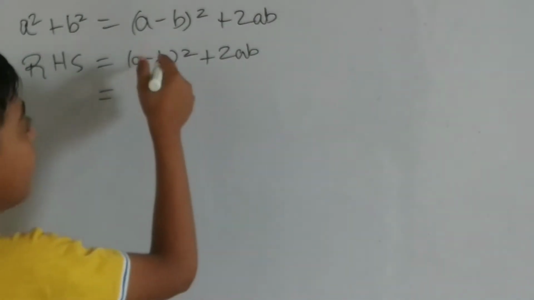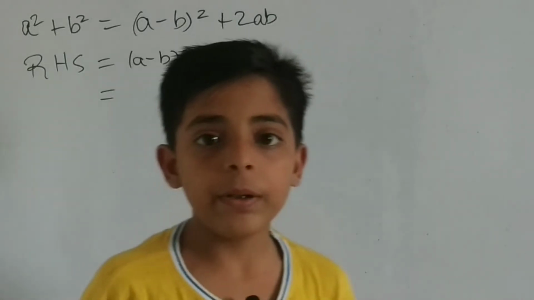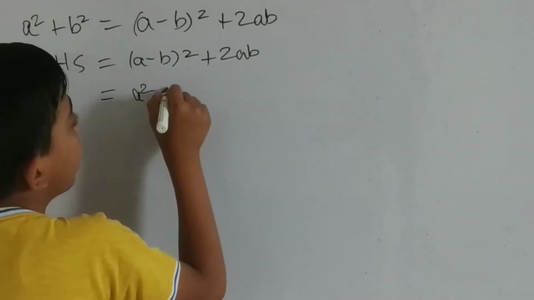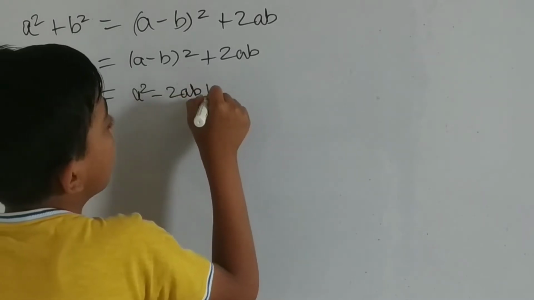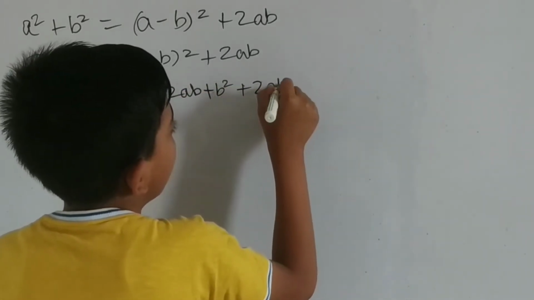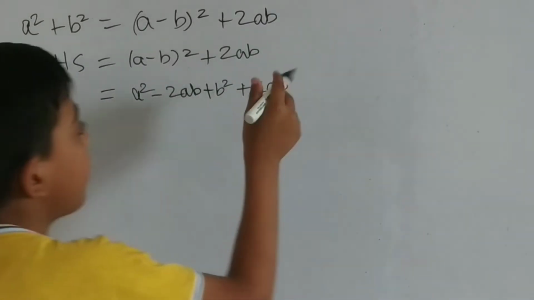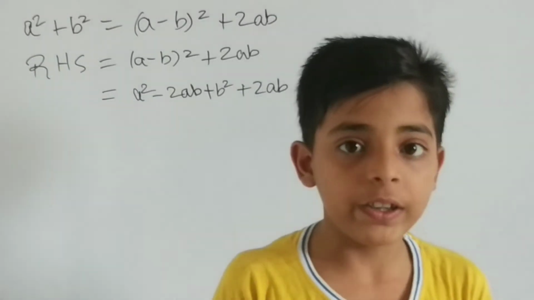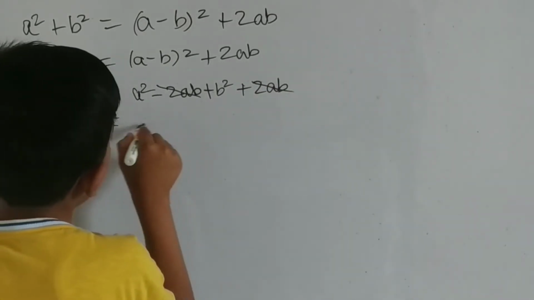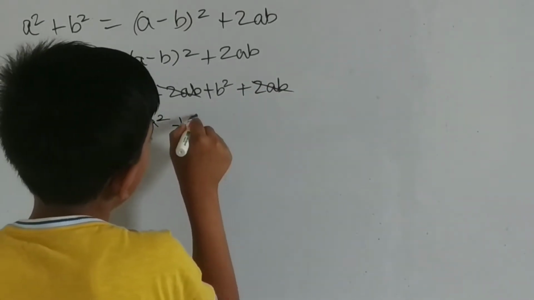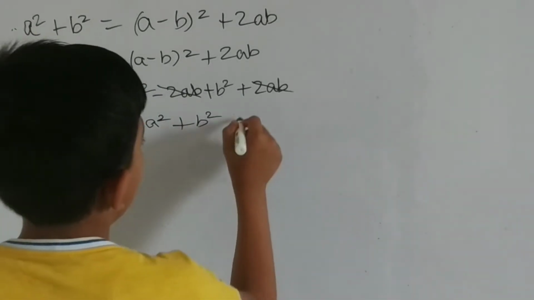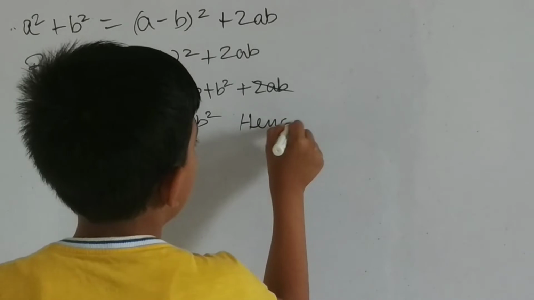Now we know that it's a square minus 2ab plus b square, plus 2ab. Now minus 2ab and plus 2ab have opposite signs, so they will just cancel. Then what will be here? It's a square plus b square, and that is the LHS. So hence we have proved.